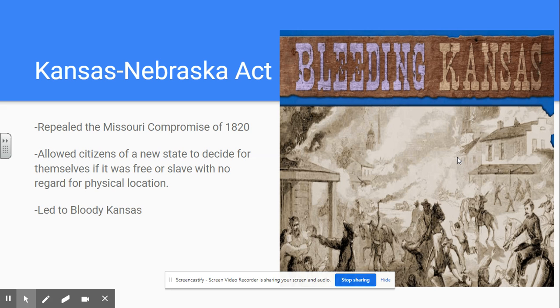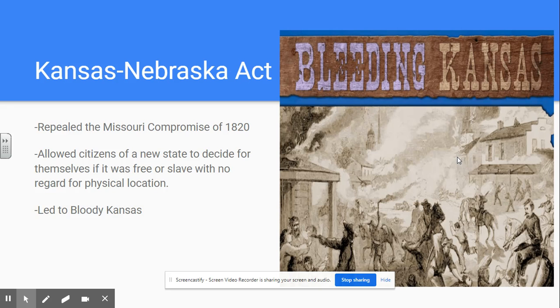The Kansas-Nebraska Act. Based on the Compromise of 1820, the Kansas and Nebraska territories should have been free states. However, the Kansas-Nebraska Act changed that. It allowed citizens of a new state to vote to decide if it should be free or slave. Kansas was likely to become a state soon after this act was passed in 1854.